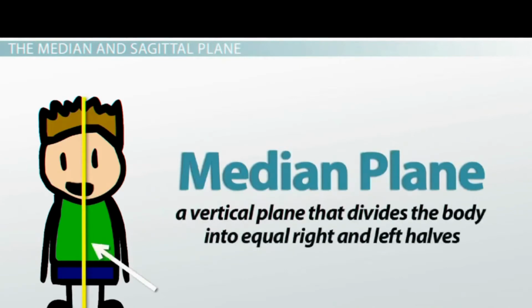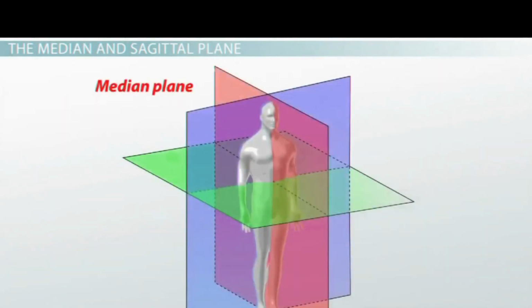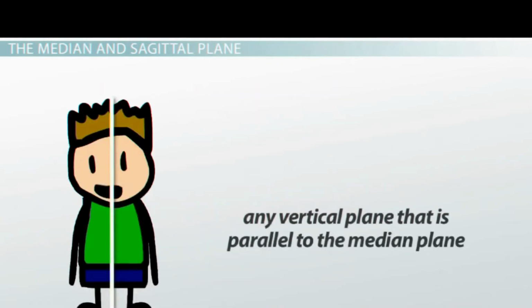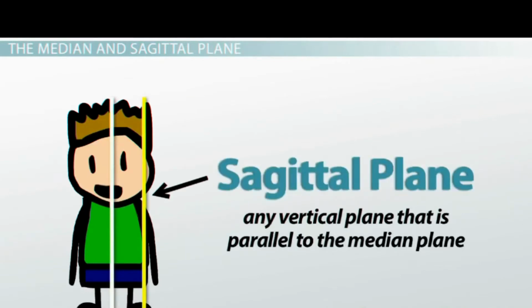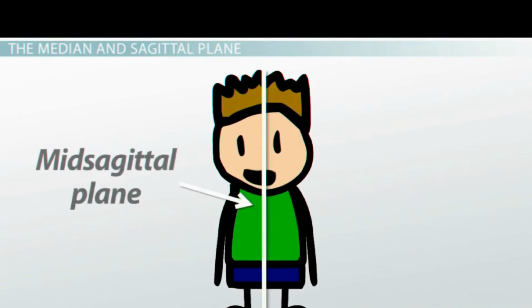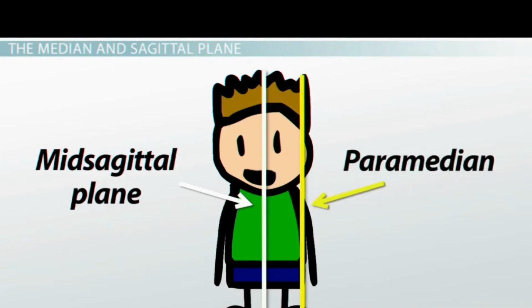This is a vertical plane that divides the body into equal right and left halves. Basically, we cut the person in a straight vertical line from the head through the belly button and down to the toes. The median plane, therefore, creates equal right and left halves of our body. Any vertical plane that is parallel to the median plane is known as the sagittal plane. With that in mind, it should come as no surprise that sometimes the median plane is referenced as the mid-sagittal plane, and the sagittal planes are sometimes called paramedian planes, as the prefix para refers to something that's side by side, or in our case, parallel to something else.